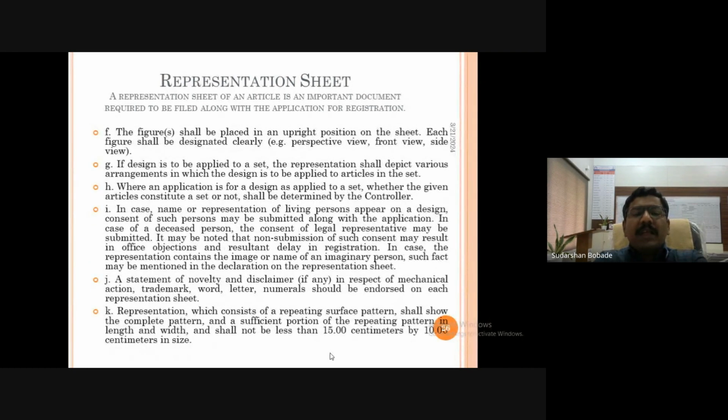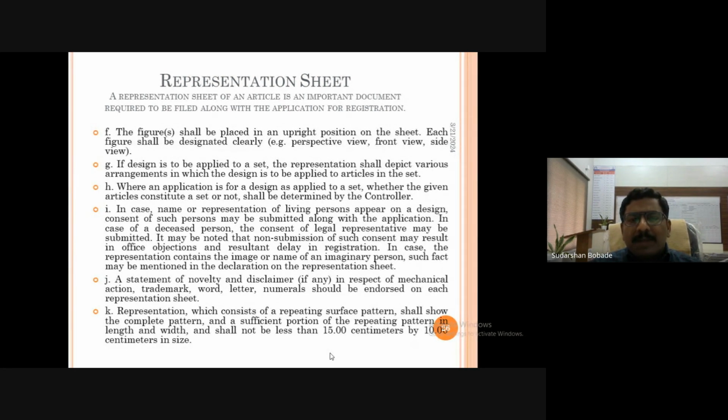Next one, the figure shall be placed in an upright position on the sheet. So rotation of the figure is not allowed. That means the examiner will not rotate your sheet to see your view of the object, so accordingly you have to prepare the design. The figure should be placed in upright position only, with as many views as possible shared with them. Secondly, where the design is to be applied to a set, the representation shall depict the various arrangements in which the design is to be applied to articles in the set.